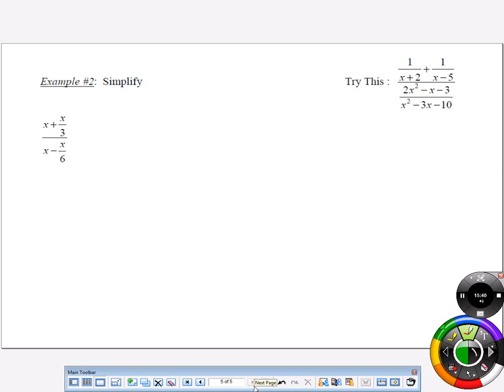I would try to find a common denominator for x plus x over 3. I would try to make it like 3x over 3. Good. So she's saying she's first just going to focus on the x plus x over 3 and try to combine that into one fraction.